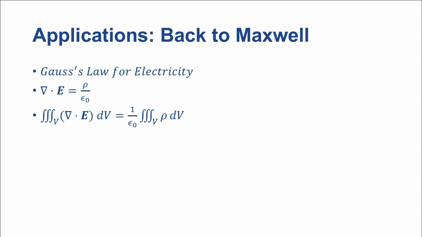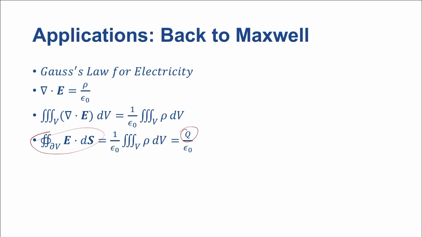Okay, so now for the left-hand side, we can use the divergence theorem. And this gives us that the closed integral of E dot dS is equal to 1 over epsilon naught times the integral of rho dV, but the integral of rho dV is actually defined to be the charge enclosed by this surface, so the charge enclosed in the volume. This is also equal to the electric flux, which we call capital phi sub E.